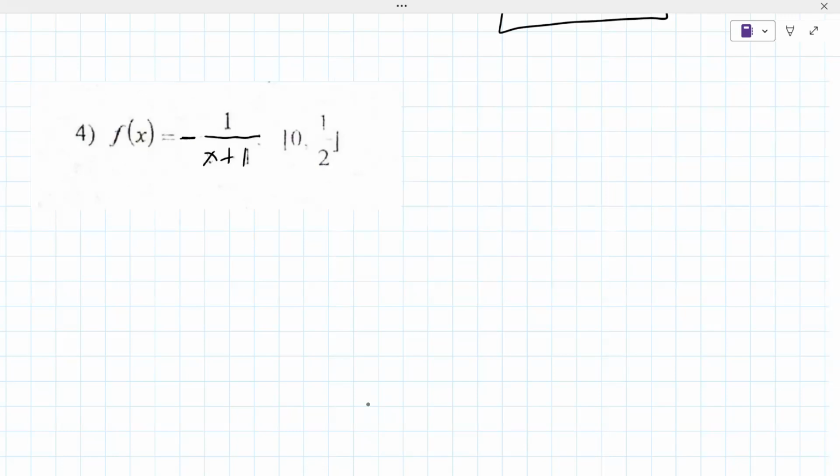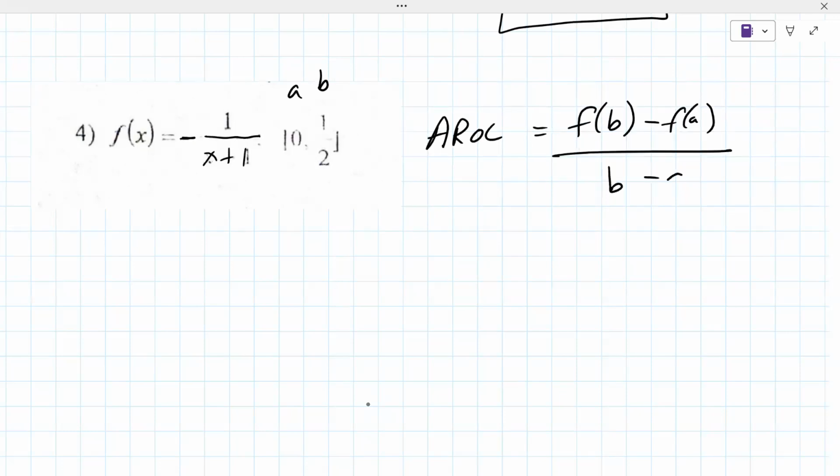Okay, fantastic. All right. The average rate of change, or the AROC, has nothing to do with calculus. They give you an A and a B. The average rate of change is f of b minus f of a over b minus a. So you have to evaluate the function at 1/2: minus 1 over 1/2 plus 1.